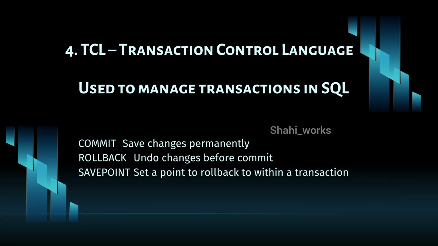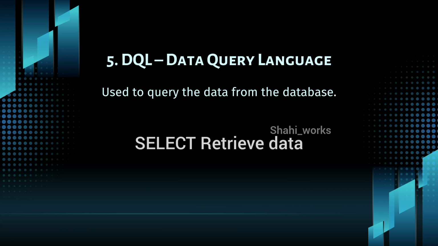The fourth command is TCL, which is transaction control language. It helps us to manage transactions in SQL. Here it has 3 commands. They are commit, rollback and SAVEPOINT. The commit helps us to save changes permanently. Rollback helps us to undo the changes before committing, and at last SAVEPOINT sets a point to roll back to within a transaction. The fifth command, which is the last one, is DQL, which is data query language. It helps us to query the data from the table. Here the query is select, which helps us to retrieve data.